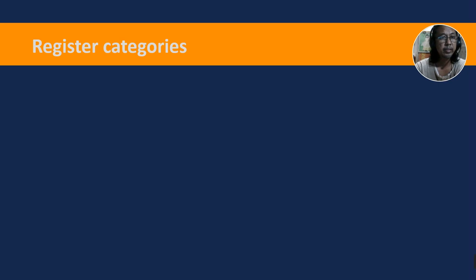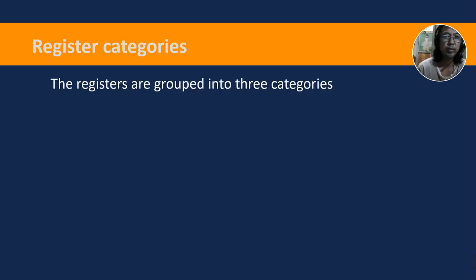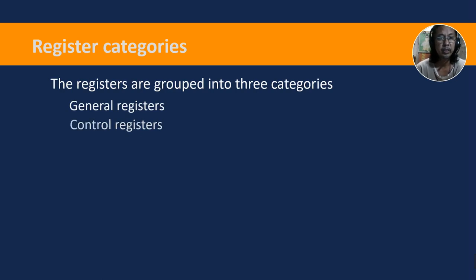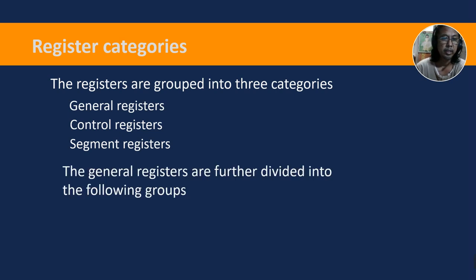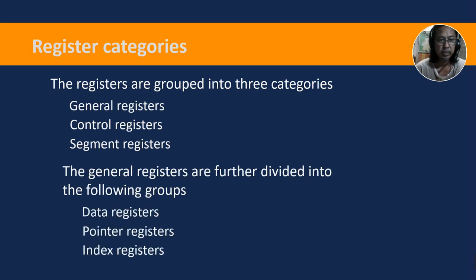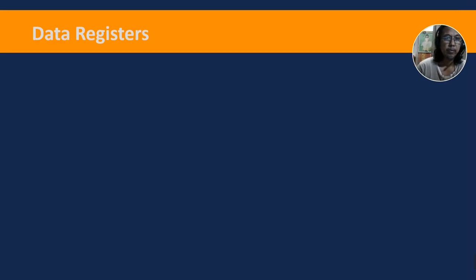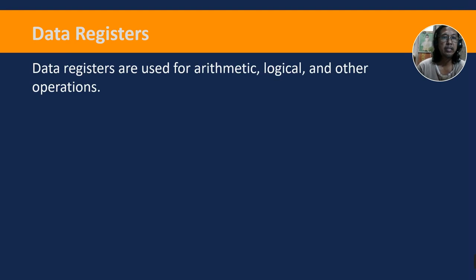Registers categories. Registers are grouped into three categories. You have general purpose registers or general registers, control registers, and segment registers. General registers are further divided into the following groups: data registers, pointer registers, and index registers. Data registers are used for arithmetic, logical, and other operations.